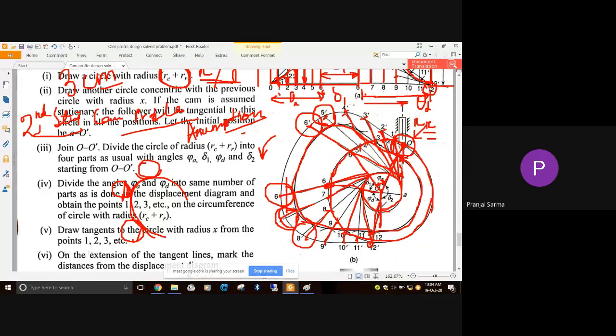Now this completes the task. This is the required cam profile, and this completes the problem. Have you understood, all of you? Just let me know. Don't miss the last point: you have to close it. A cam is a closed entity only. So this completes how to draw it. Have you understood or not? Just let me know.